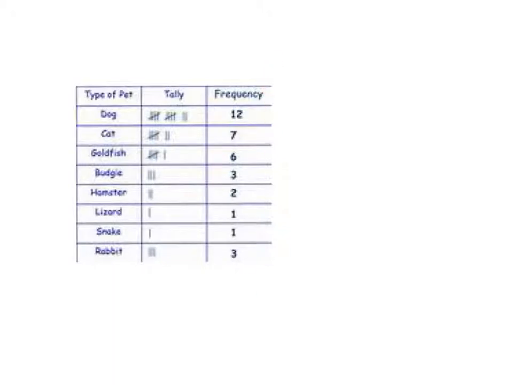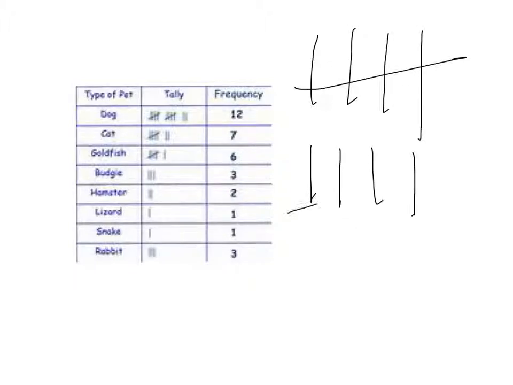Just remember that when we're doing tallies, we do 1, 2, 3, 4, 5. And the reason we do this is because it's much easier to count these up in fives than it is to count in ones and forget where we've got to.